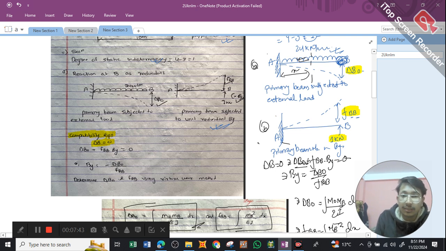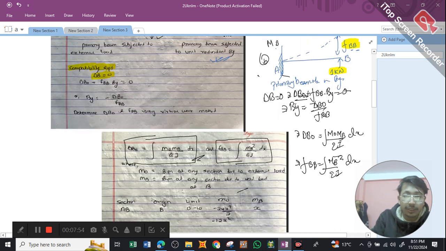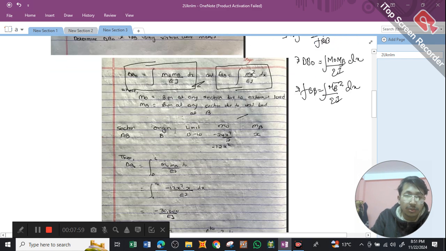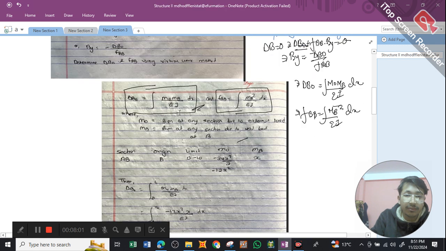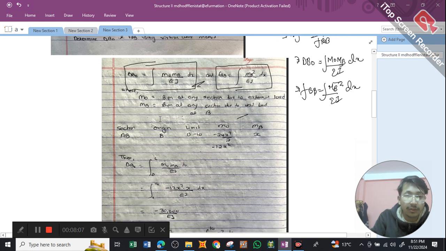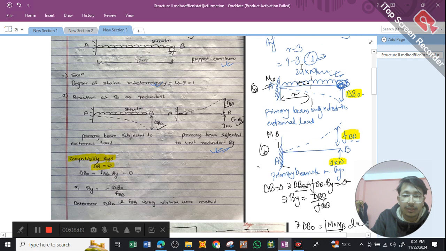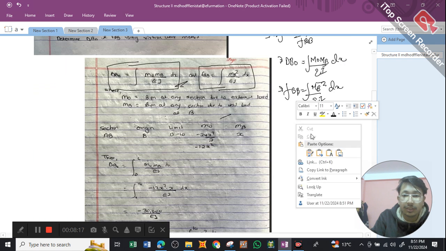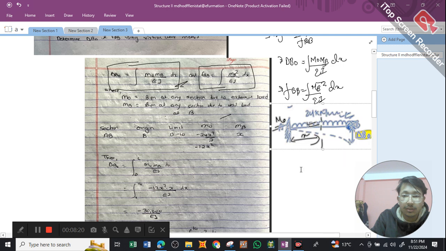So m_0 refers to the bending moment at any section due to external load, while m_B refers to the bending moment at any section due to unit load at point B. So by using the virtual work method, we can find m_0 and m_B. Firstly, let me draw this figure. Let me copy this figure and paste it over here. So this is my figure.